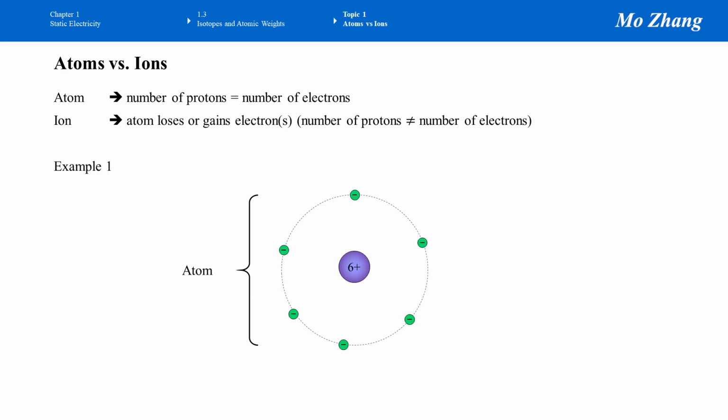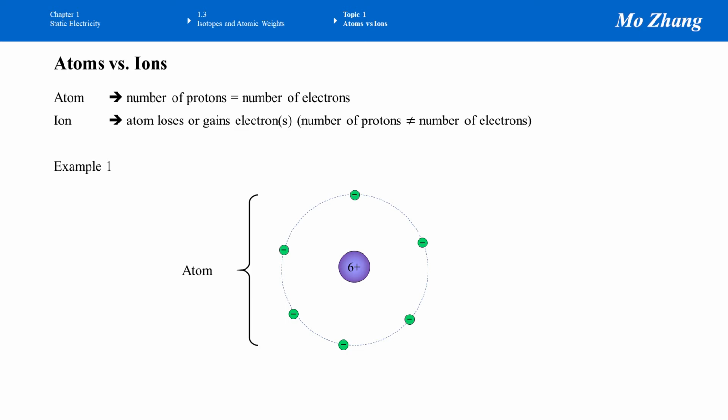So if we go back here, this is a carbon atom. Let's count the number of electrons. 1, 2, 3, 4, 5, and 6. The number of electrons equals the number of protons, the one in the center. Therefore, this is a carbon atom.